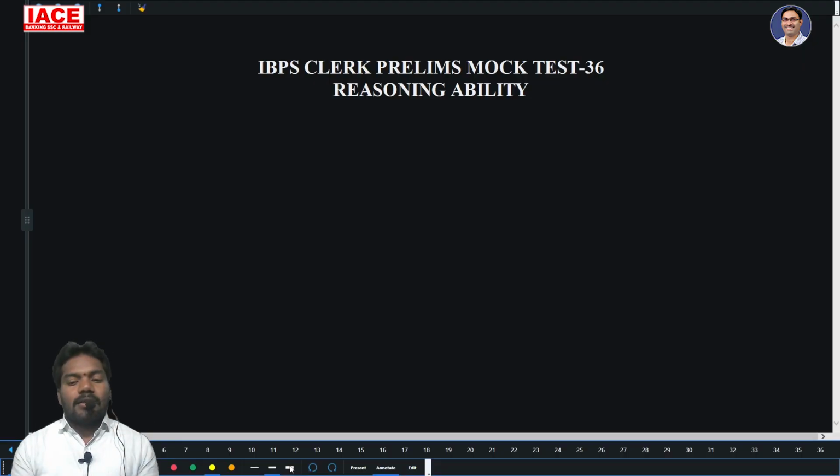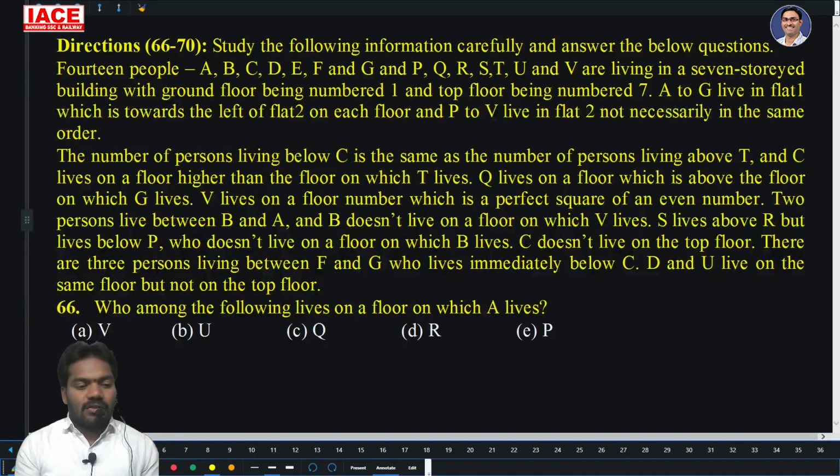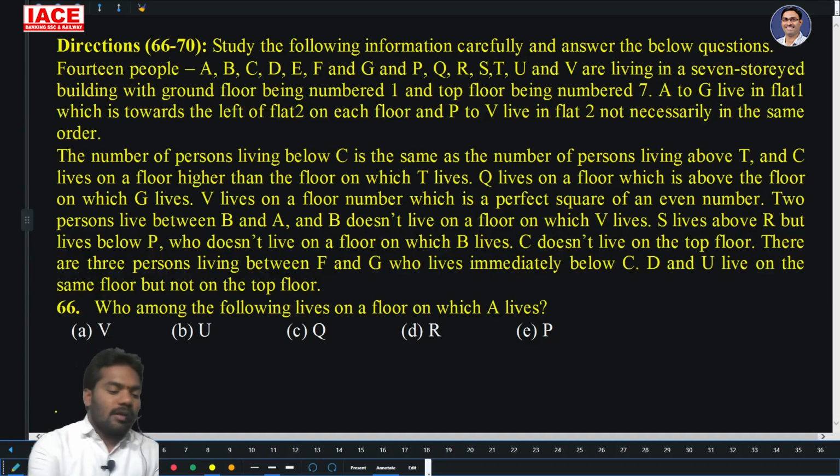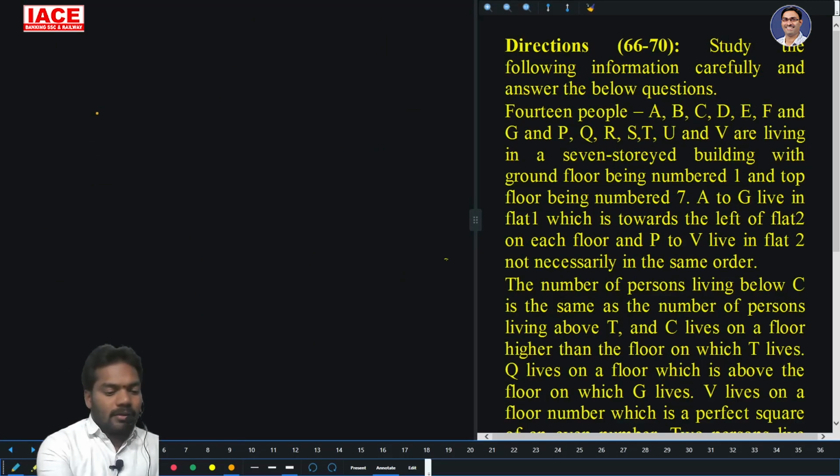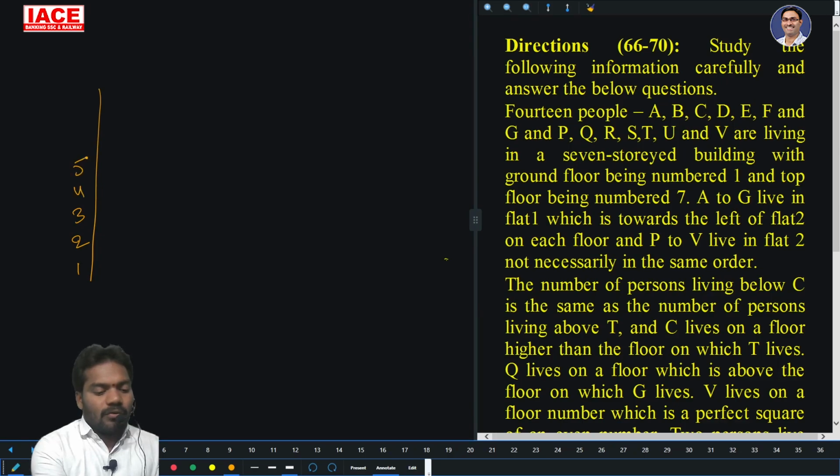Clerical number 36 reasoning session. The first question: 14 people, A to G and P to V, live in a 7-story building where the ground floor is 1 and the top floor is 7. A to G live in flat 1, which is to the left of flat 2 on each floor, and P to V live in flat 2, not in the same order. Then here 1, 2, 3, 4, 5, 6, 7.